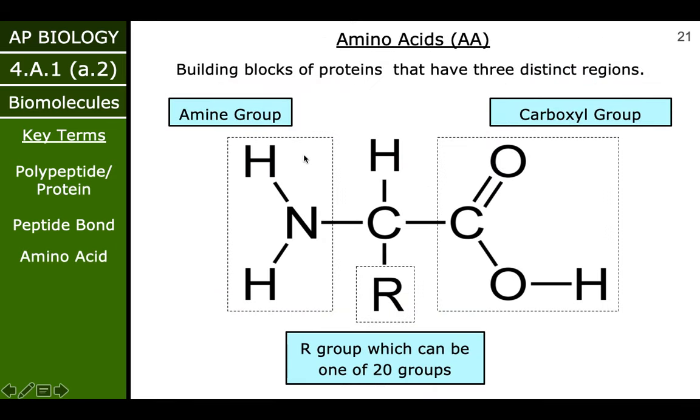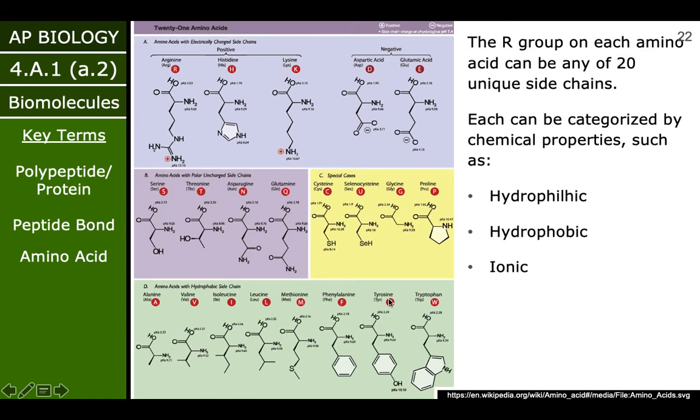But if I were to just boil it down, here's an amino acid. This is the schematic for an amino acid. I have an amine group, a carboxyl group, and an R group. And then, of course, there's a carbon and a hydrogen here. The R group has 20 different possibilities. So there are 20 unique amino acids. This is the same, and this is the same for all of them, but this part is different.